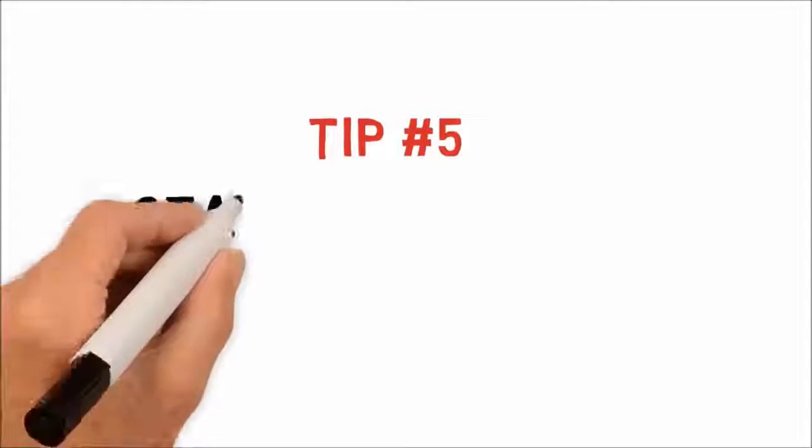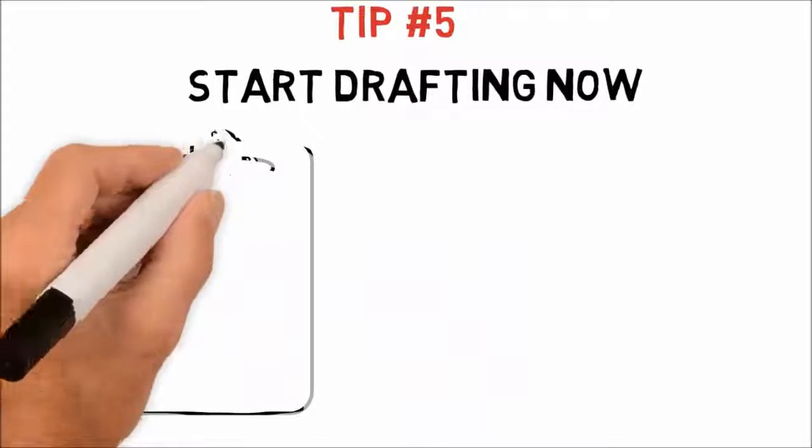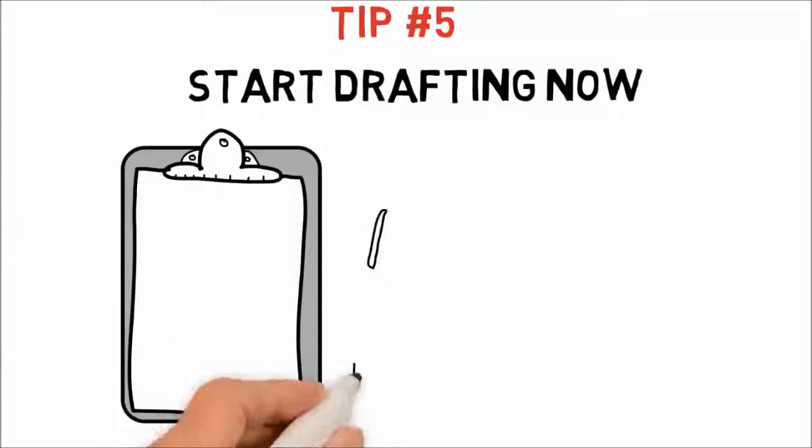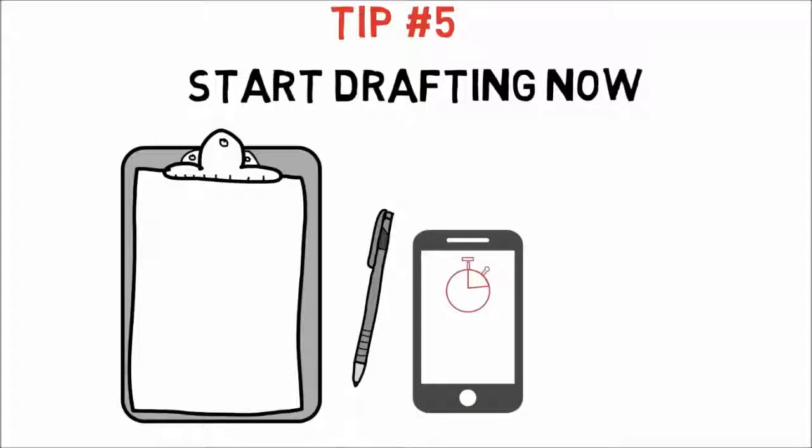Tip 5. Start drafting now. Let's do an activity. Please pause this video and find a piece of paper, a pen, and a timer. If you haven't done so yet, please pause this video and get the paper, pen, and timer. If you have them with you, let's begin the activity.